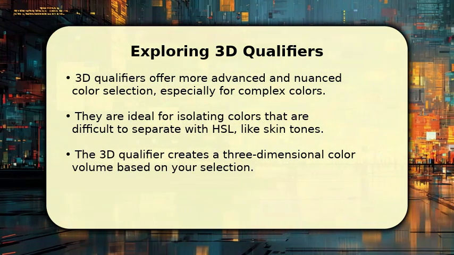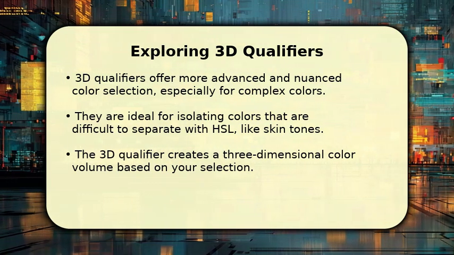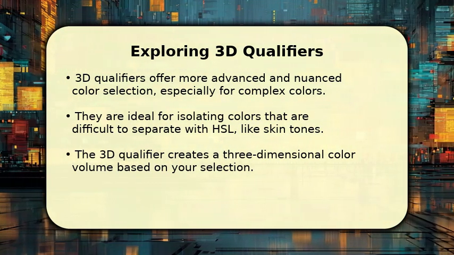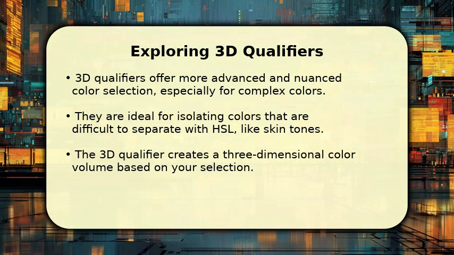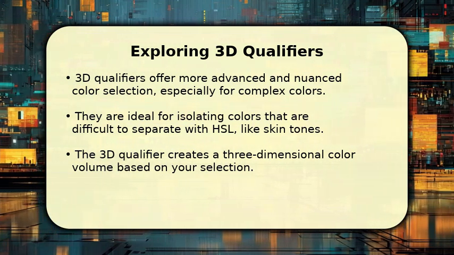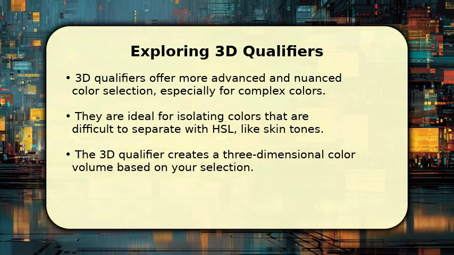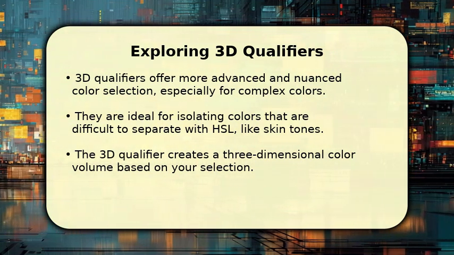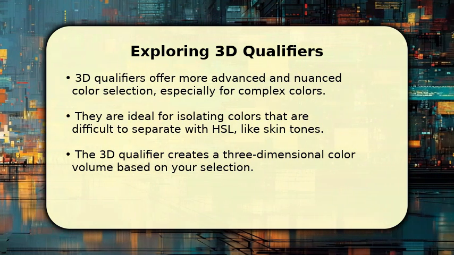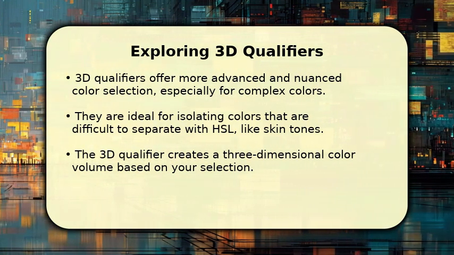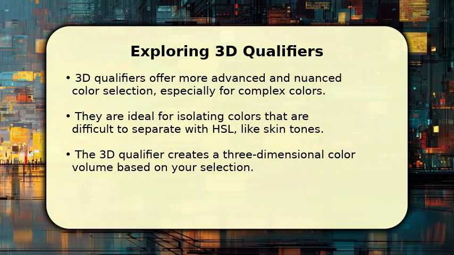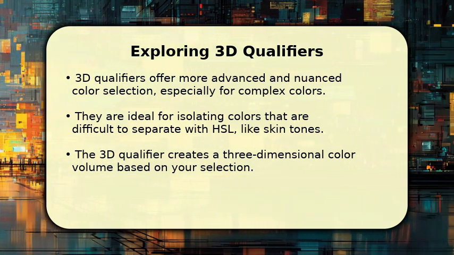For more complex and nuanced color selections, especially with challenging colors like skin tones, the 3D qualifier is incredibly effective. Unlike HSL, it creates a three-dimensional color volume, allowing for more precise isolation. Simply use the eyedropper to select your target color, and the qualifier will build a sophisticated matte. You can then refine this selection by adjusting parameters like clean black and clean white to ensure smooth, accurate edges, making it perfect for intricate grading tasks.